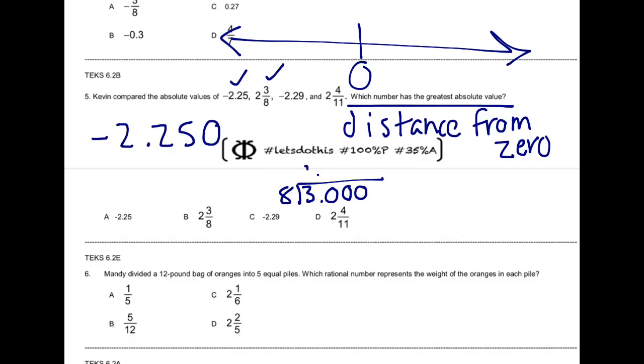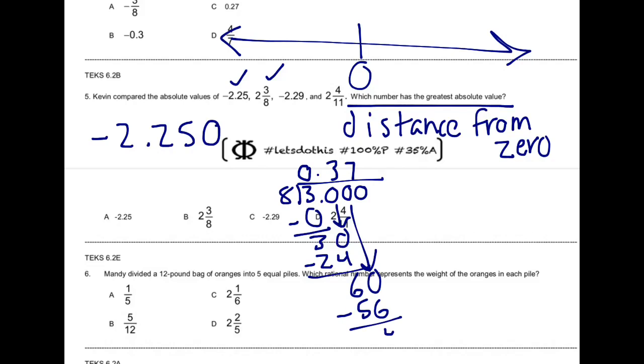8 goes into 3 0 times. 8 times 0 is 0. 3 minus 0 is 3. Bring down the 0. 8 goes into 30 3 times. 8 times 3 is 24. 30 minus 24 is 6. Bring down the 0. 8 goes into 60 7 times. 8 times 7 is 56. 60 minus 56 is 4. Bring down the 0. And 8 goes into 40 5 times. 8 times 5 is 40. 40 minus 40 is 0.